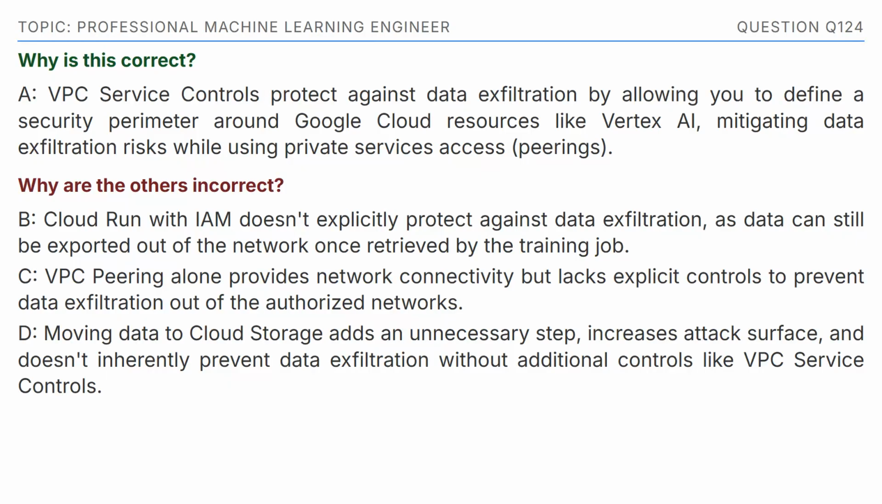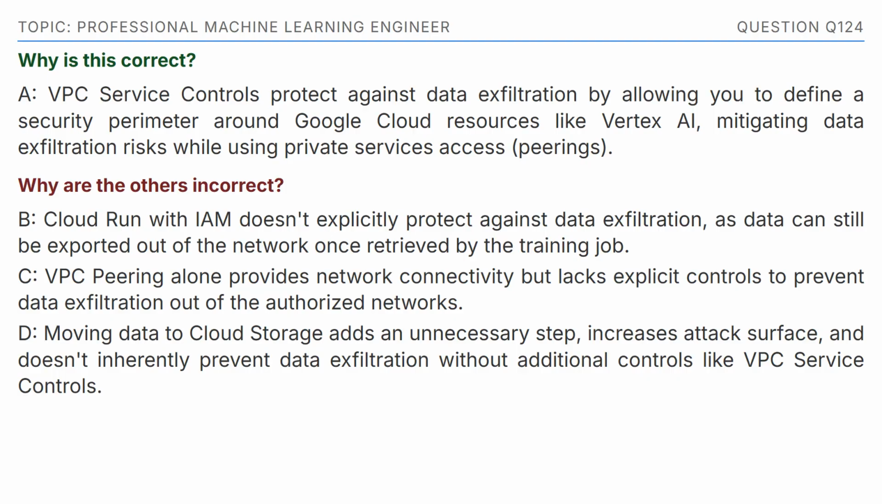Why is this correct? A. VPC service controls protect against data exfiltration by allowing you to define a security perimeter around Google Cloud resources like Vertex AI, mitigating data exfiltration risks while using private services access, peerings.